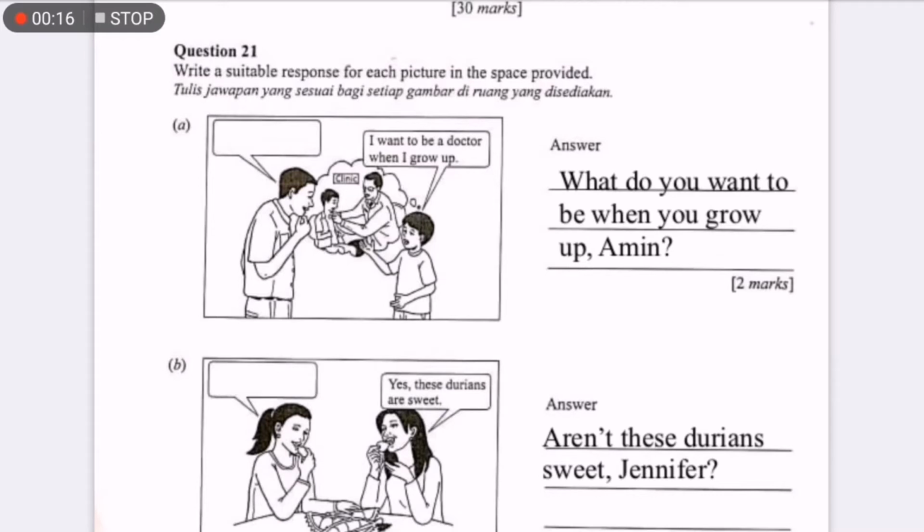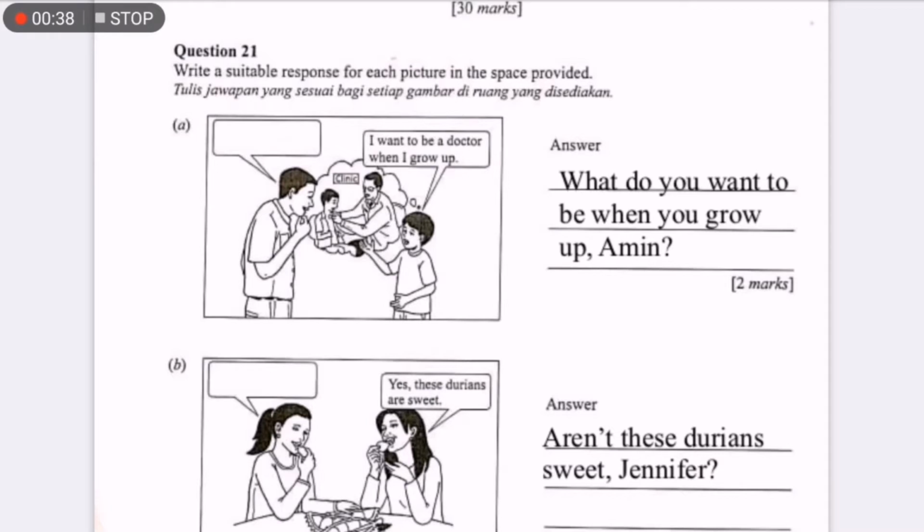Before you answer social expression, again, let me remind you there are two important things that you need to take note of, which is the speech bubble and also the picture. You also need to take note of these 2 marks over here. 2 marks means you need to answer in a full sentence. Your answer cannot be 1 or 2 words, alright? It has to be in a full sentence.